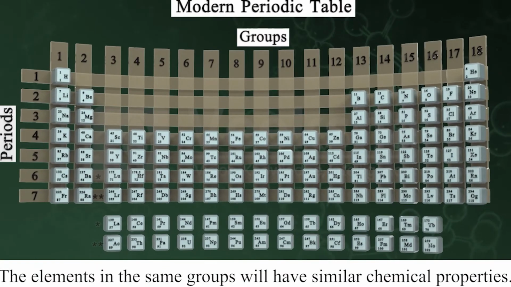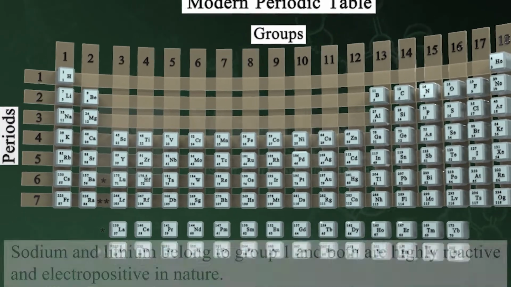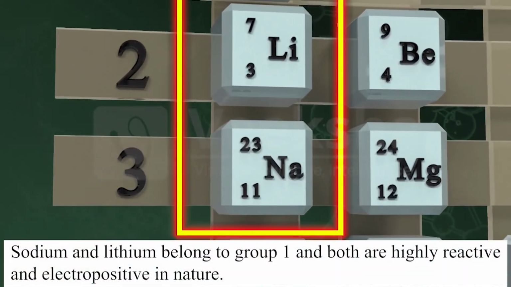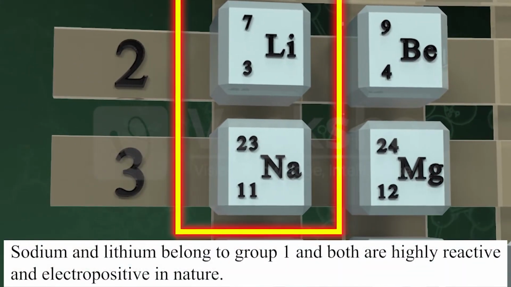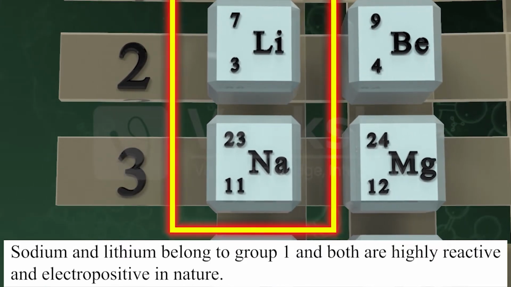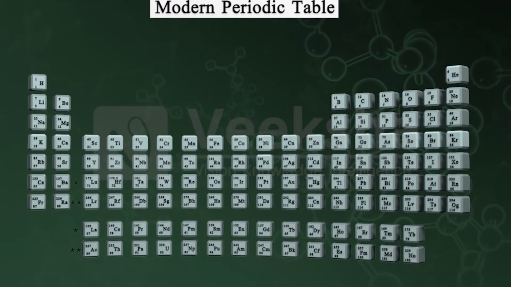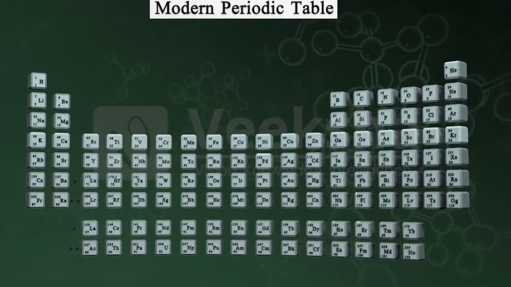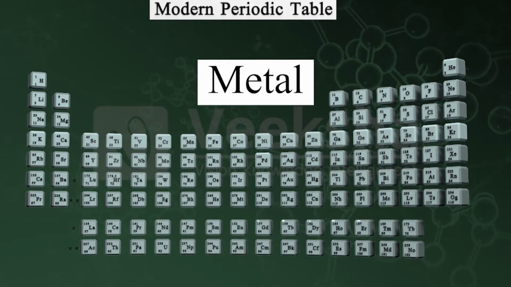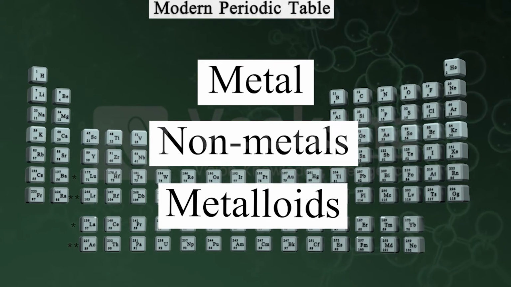The elements in the same groups will have similar chemical properties. For example, sodium and lithium belong to group 1 and both are highly reactive and electropositive in nature. Elements present in the periodic table are split broadly into metals, non-metals, and metalloids.